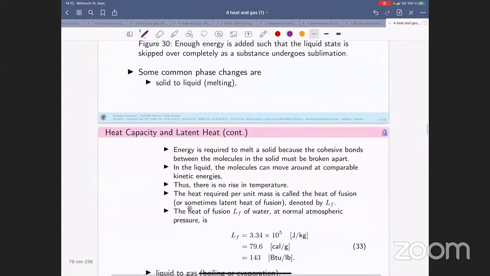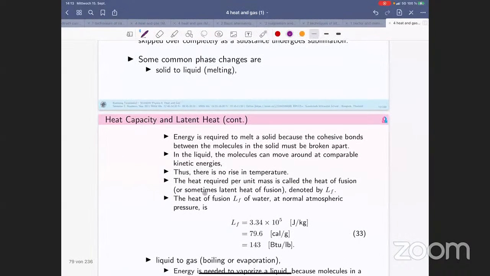Some common phase changes are solid to liquid, which is called melting. Energy is required to melt a solid because the cohesive bonds between the molecules in the solid must be broken apart. In the liquid, the molecules can move around at comparable kinetic energy. That's why there is no rise in temperature. The heat required per unit mass is called heat of fusion.